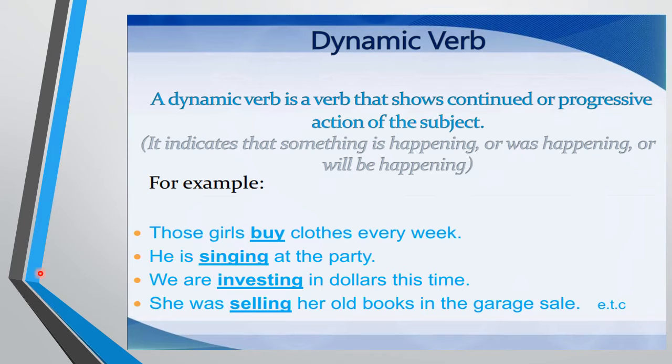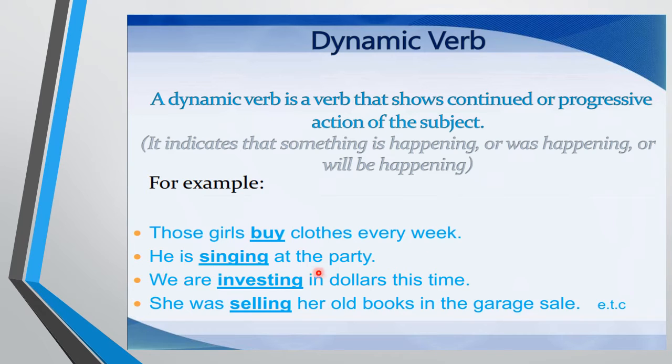Next kind is dynamic verb. A dynamic verb, as the name shows, is a verb that shows continued or progressive action of the subject. It indicates that something is happening or was happening or will be happening. For example, those girls buy clothes every week. So buy shows a continued progress that they buy clothes every week.